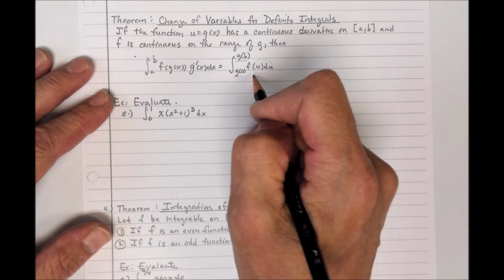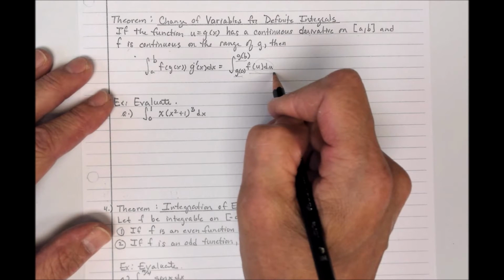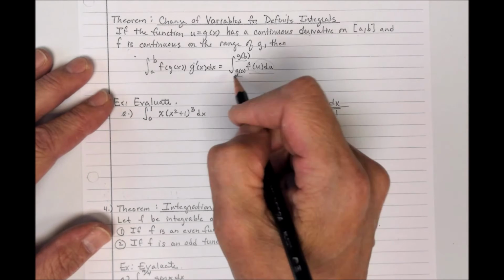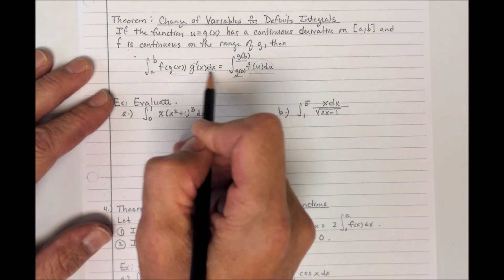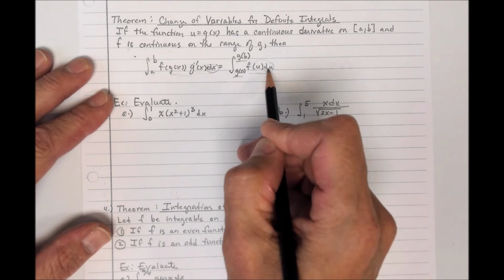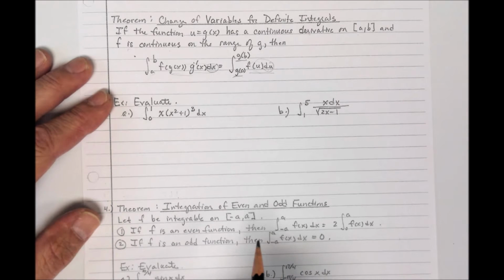You're not only going to change this part and put it in terms of your variable u, but you have to change the limits of integration. Because see, these limits of integration are with respect to x. So if you're going to have it with respect to u, you've got to change these in a corresponding manner.